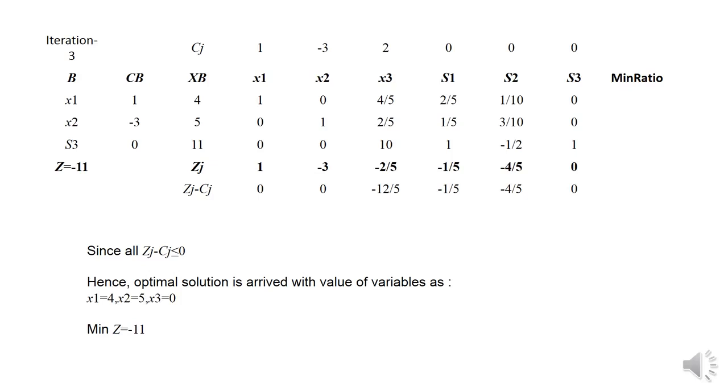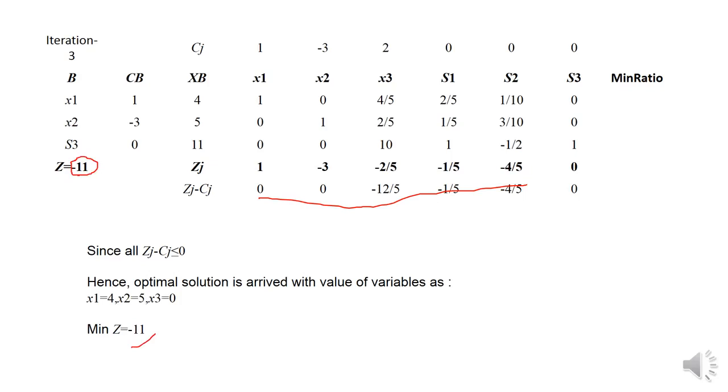and get the next iteration table, which is here, and in this we see that all are negative in Zj minus Cj. There is no positive value, either 0 or negative, so it means we got the optimal solution, and we will stop here. And what is that solution? It is 11 with a minus sign, so the minimum is minus 11.